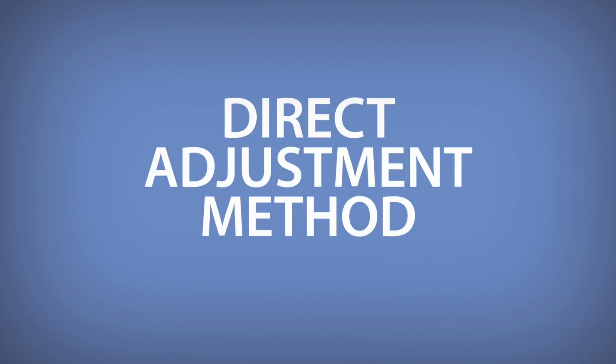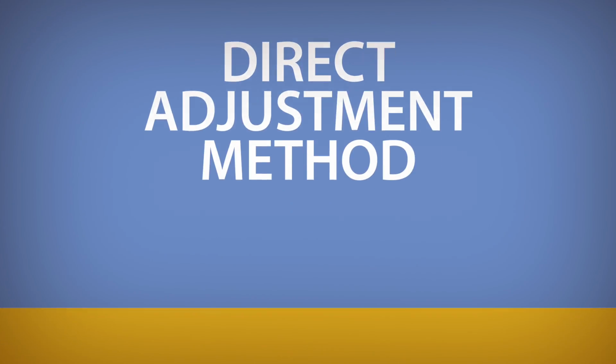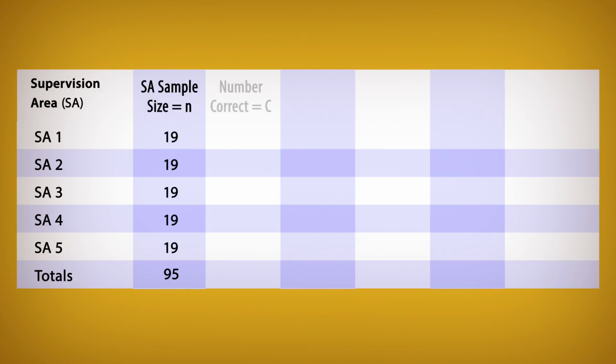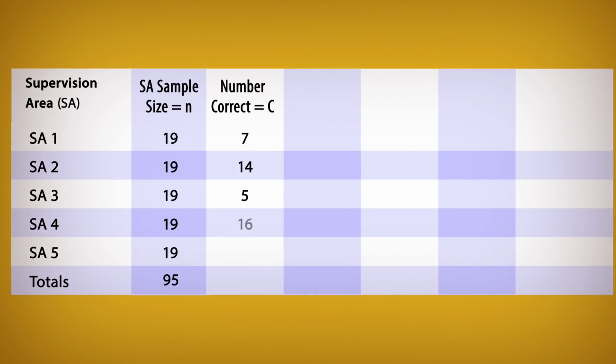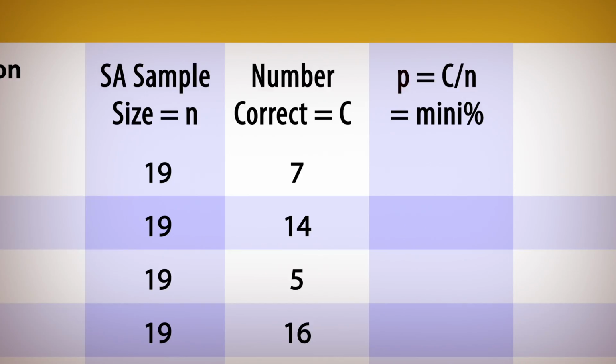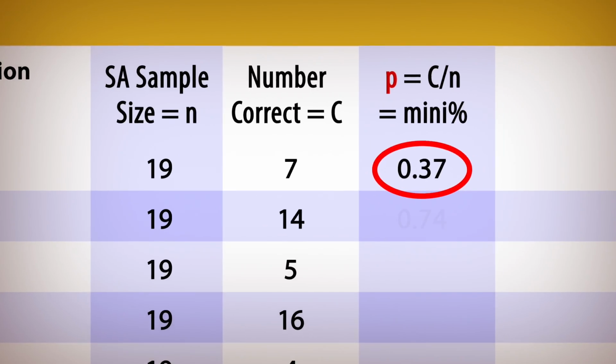We're going to use what's called the direct adjustment method. You can use this table to lay out your calculation. First, list the names of the supervision areas on the left. Then list the sample sizes used, in this case 19 each time. Next, the total number of correct answers in each supervision area. Using these figures, we can calculate our mini percentage, or P. Divide the number correct in a supervision area by the sample size, and record the number here.